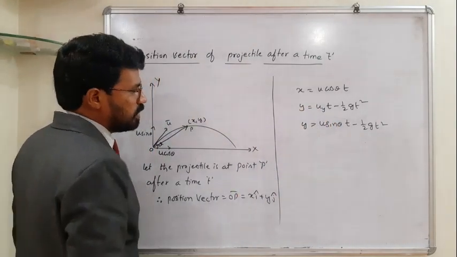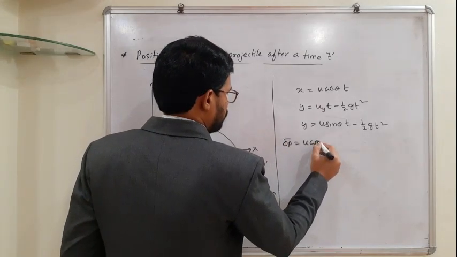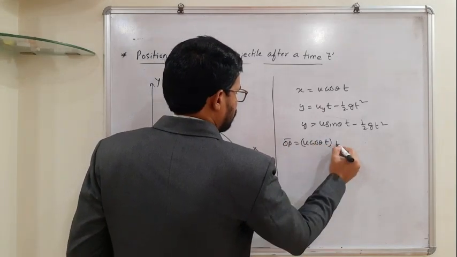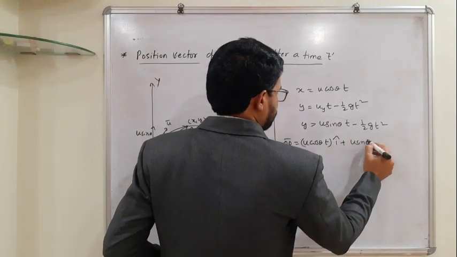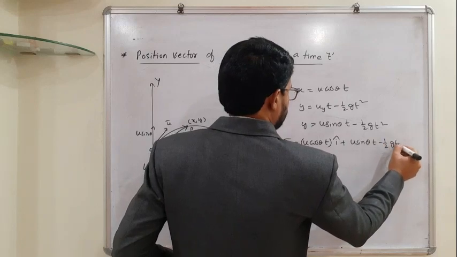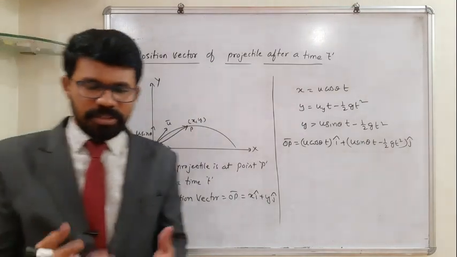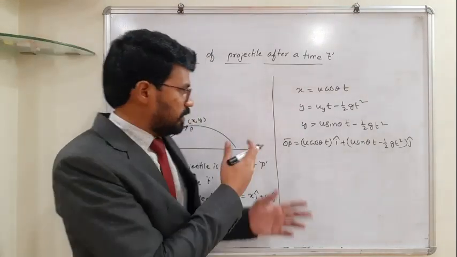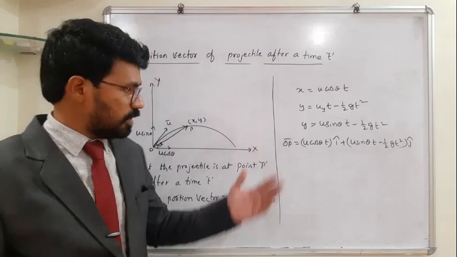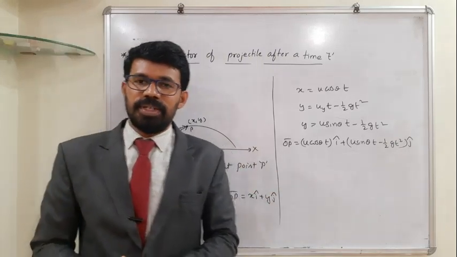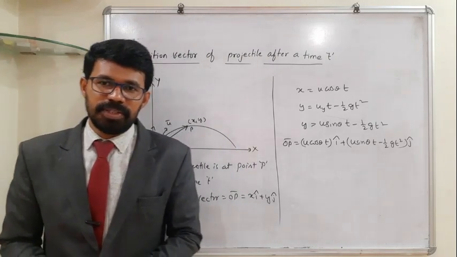So now we have identified the x and y coordinates. We just need to replace them here. So what you will get, therefore, OP bar is equal to u cos theta into t i cap plus (u sin theta into t minus half g t square) into j cap. Depending upon the kind of situation the problem describes, these equations can be modified. Okay, if theta and t are given, you can substitute and you will be able to get the position vector of the projectile after a time t. Okay, so let us proceed.